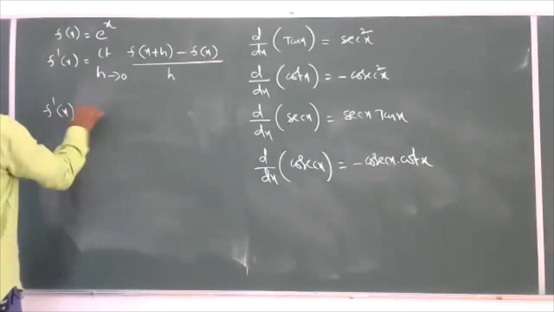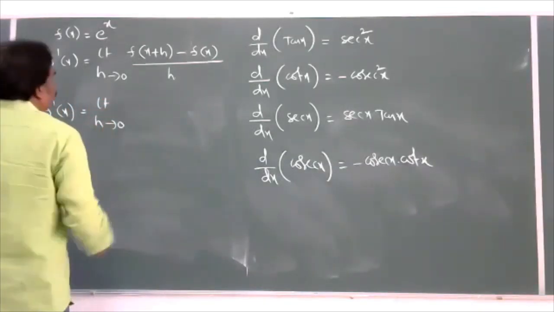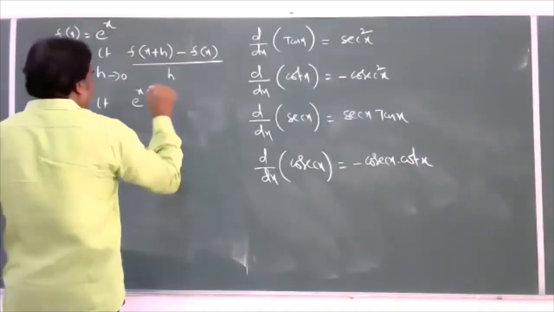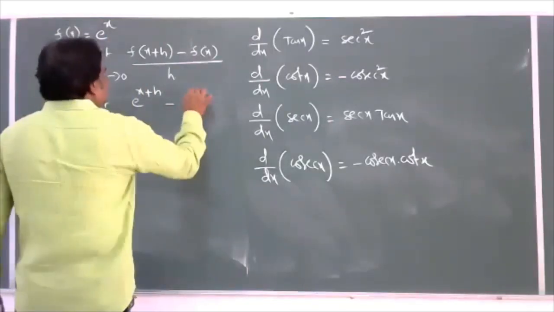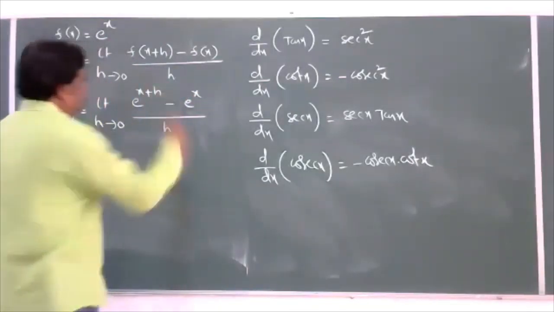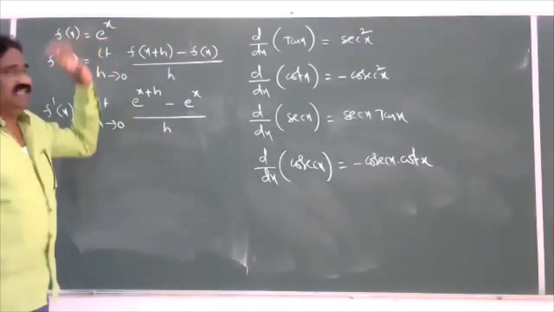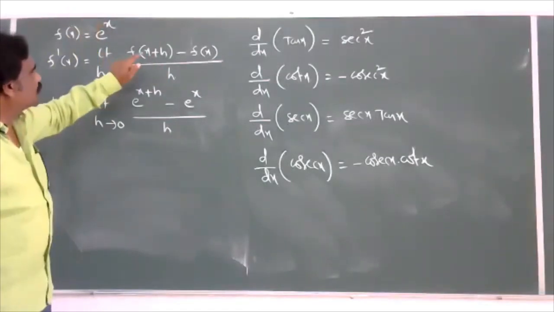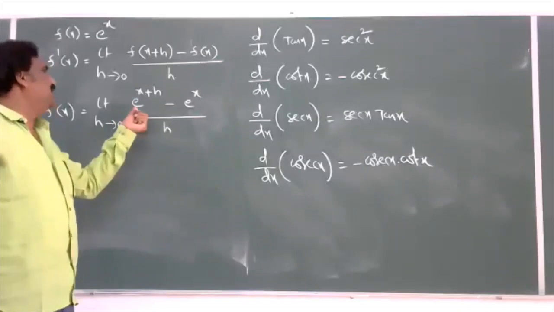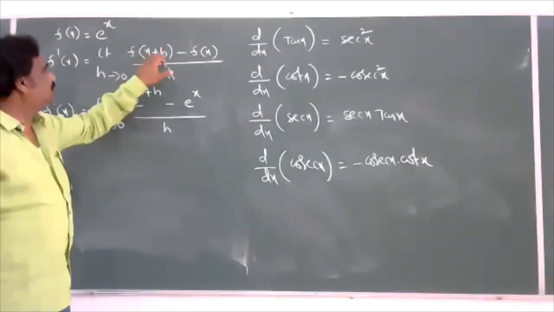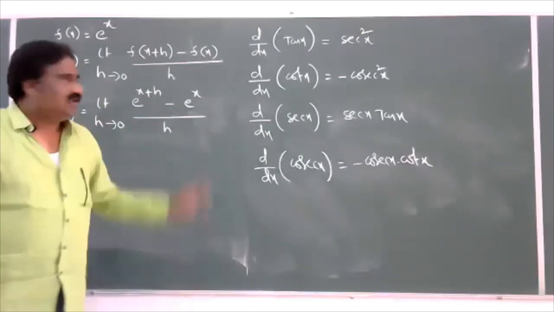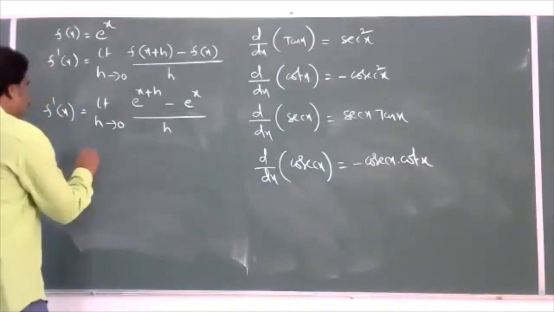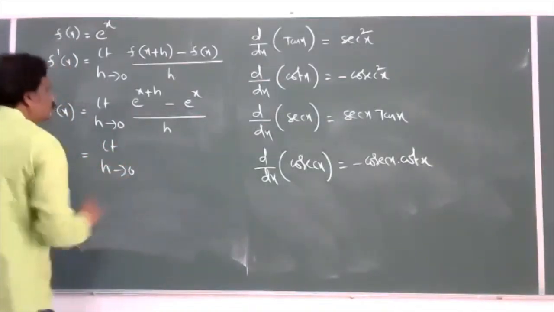So, f dash x is equal to limit h tends to 0, f of x plus h minus f of x by h, that is e power x plus h minus e power x by h. So, what is f of x? E power x. What is f of x plus h? Instead of x, you substitute x plus h. Then you get e power x plus h. Then you write this limit h tends to 0.